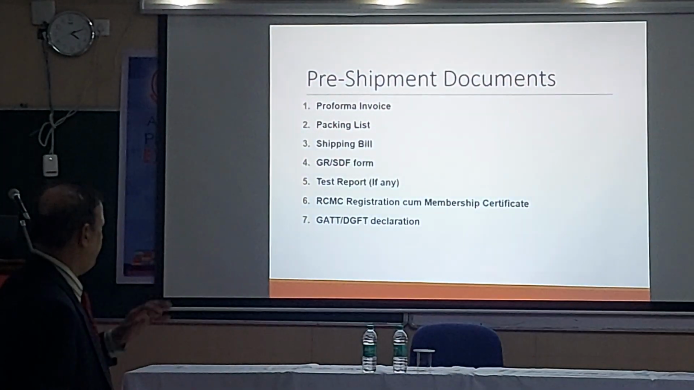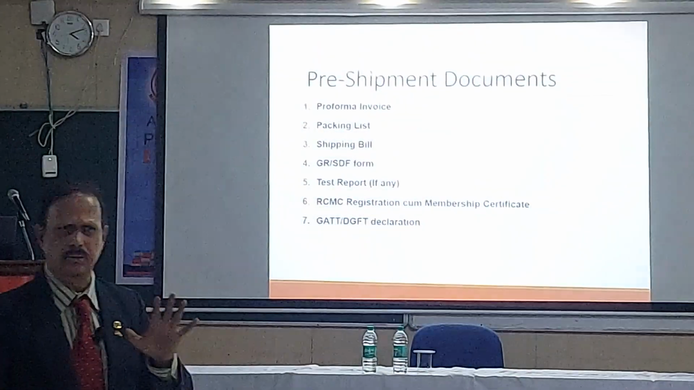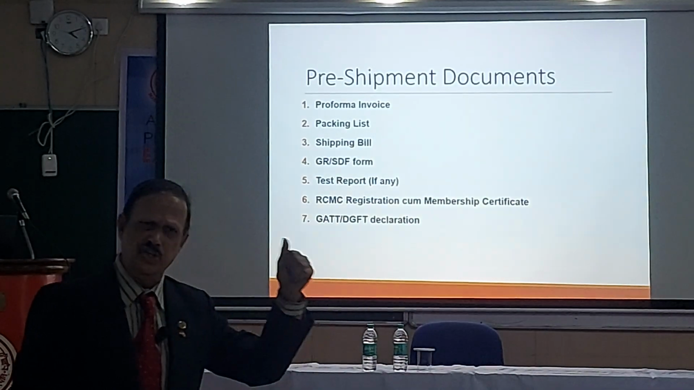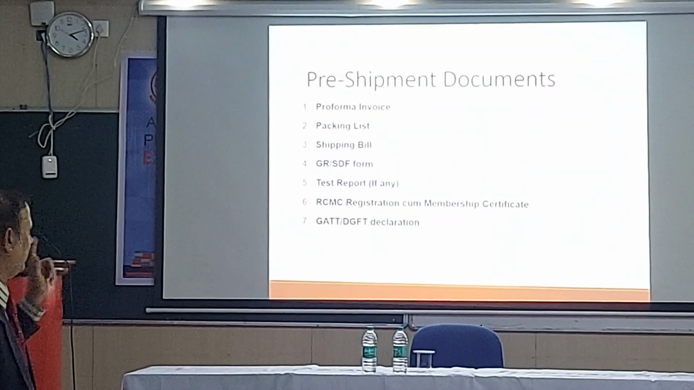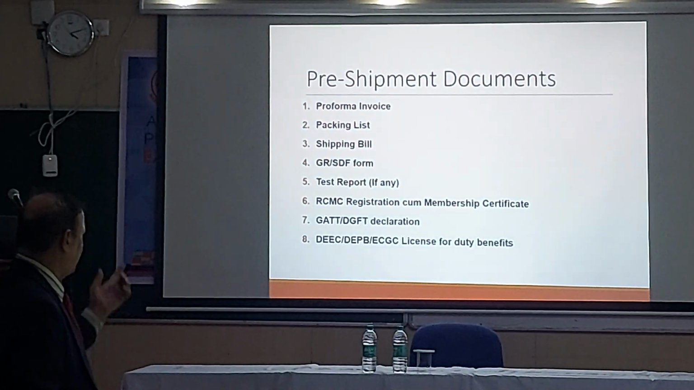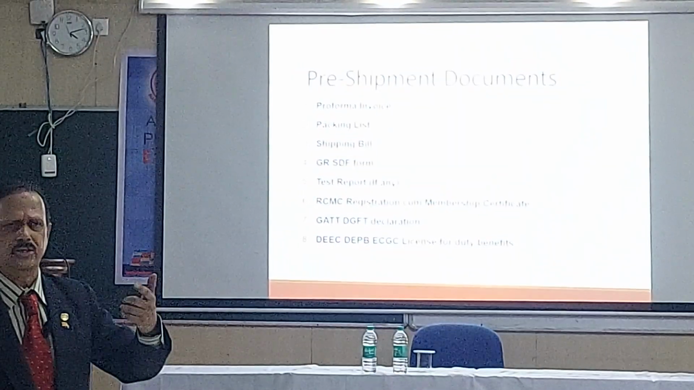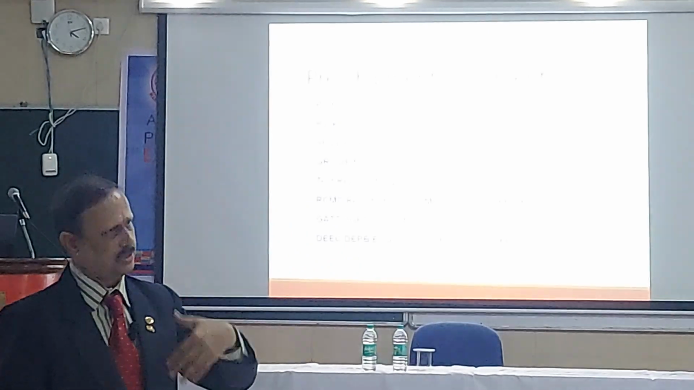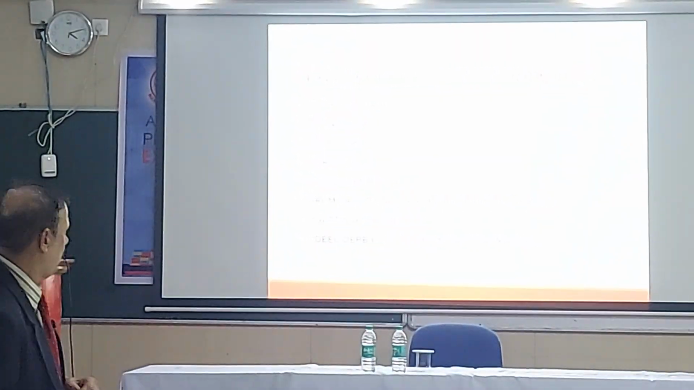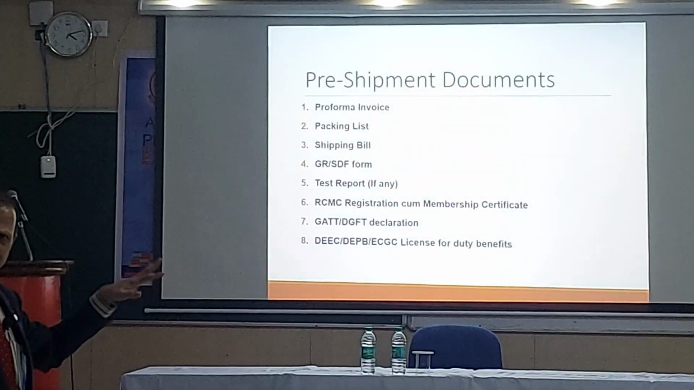So these are basically your pre-shipment documents which you will prepare. Out of these, the proforma you will make, the packing list you will make, the shipping bill will be made by the clearing and forwarding agent, and the GR also by the clearing and forwarding agent. In case we have any advance license or import of raw materials, then those declarations will be required. So these are all pre-shipment documents. We go through them one by one.